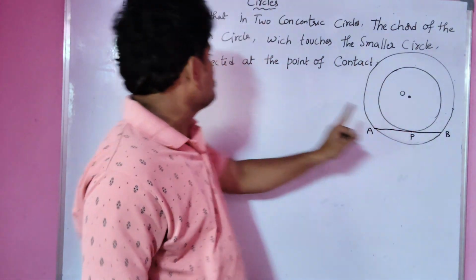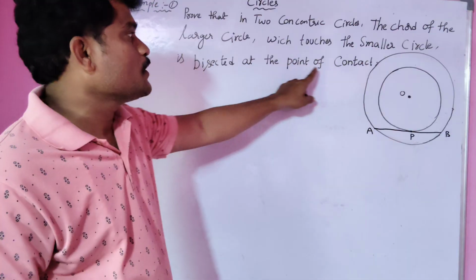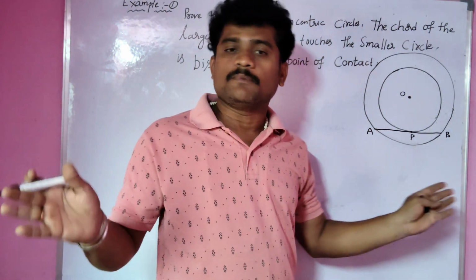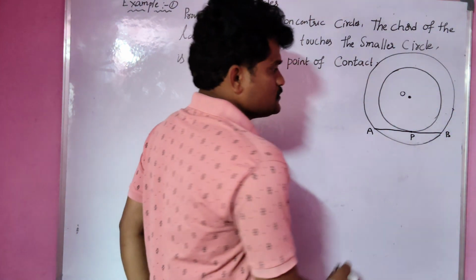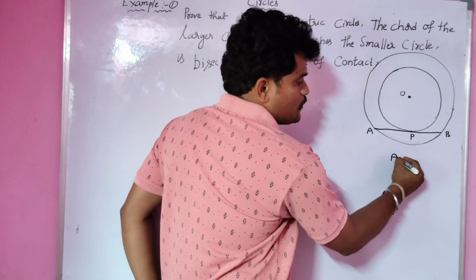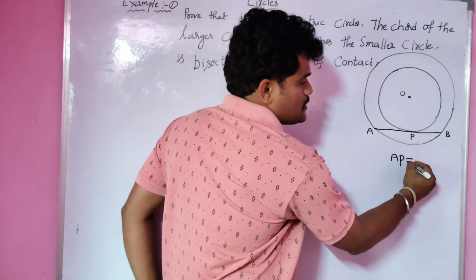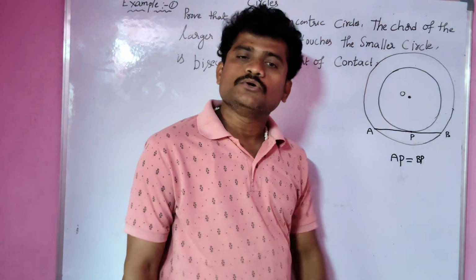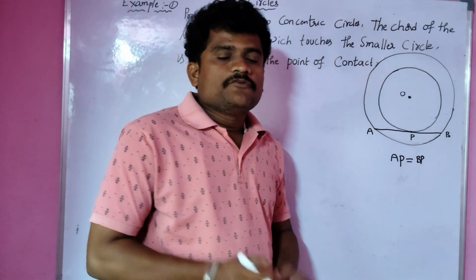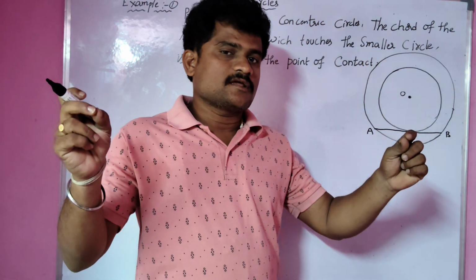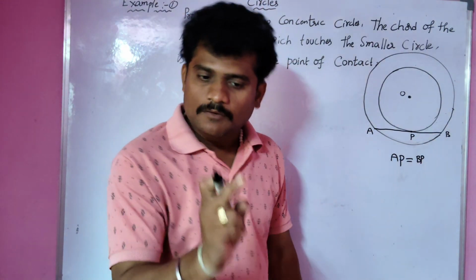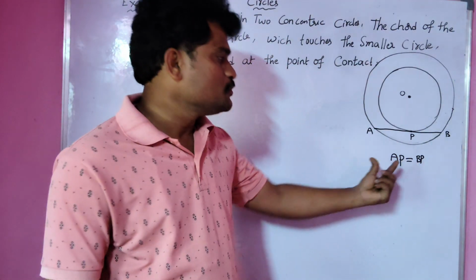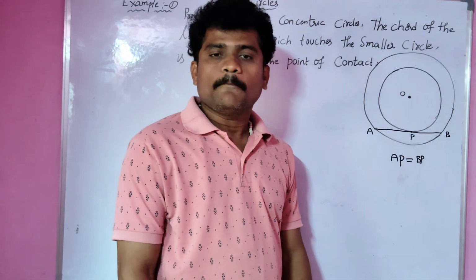At this point, it is bisected at the point of contact. That means at this point, the chord will be divided into two equal parts. So we need to prove in this question that at P, the chord is divided into two equal parts, that is, AP is equal to BP. Overall, if you draw a chord for a larger circle, it touches the smaller circle at one point, and at this point the chord will be divided into two equal parts. That means we need to prove here AP is equal to BP.